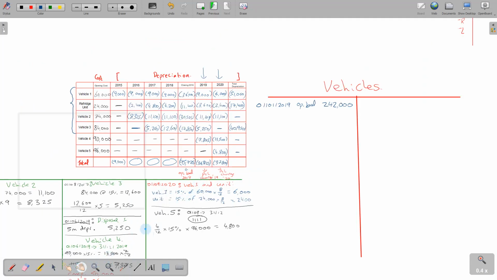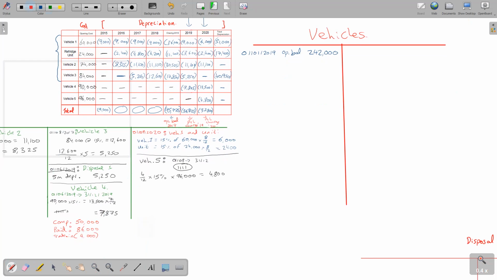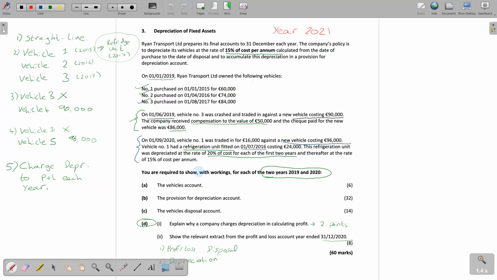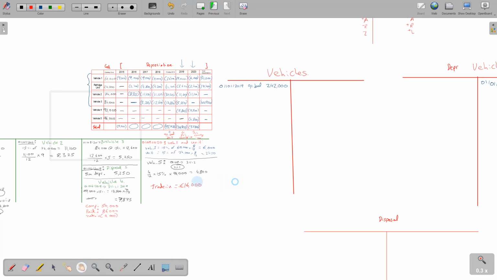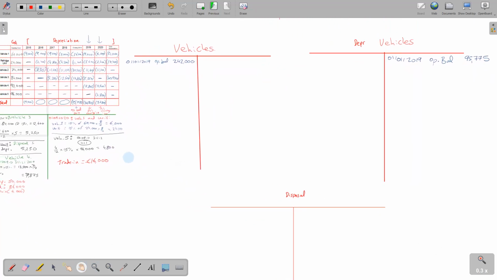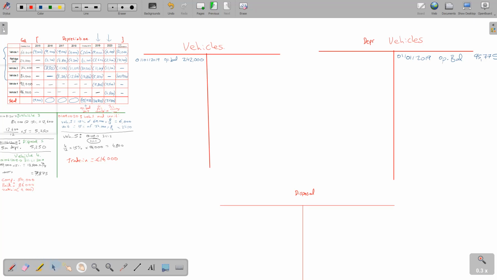Now I might just write down a few notes like last time for the disposal to make it easier for me. Okay, so we got a trade-in of 16,000. So the only thing we're given is a trade-in of 16,000 euro. So that's the only bit we get for the disposal. Now, this is where the fun part comes in. We have to put everything into our accounts.